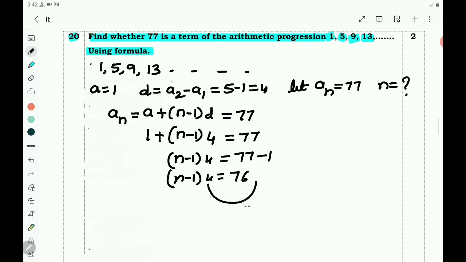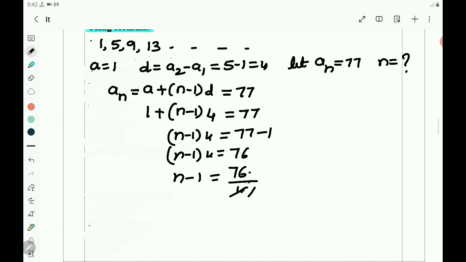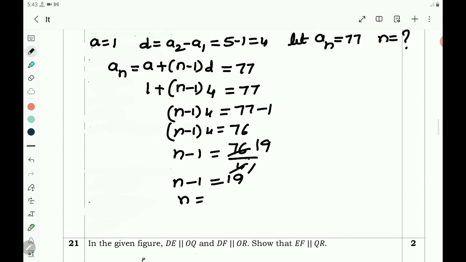Now you transfer 4 to the RHS, as we have to find out n minus 1 equals. n minus 1 equals 76 by 4. 4 ones are 4, 4 nineteens are 76, 19 fours are 76. Then you take n minus 1 equals what? 19. Then n equals 19 plus 1, which is equal to 20.